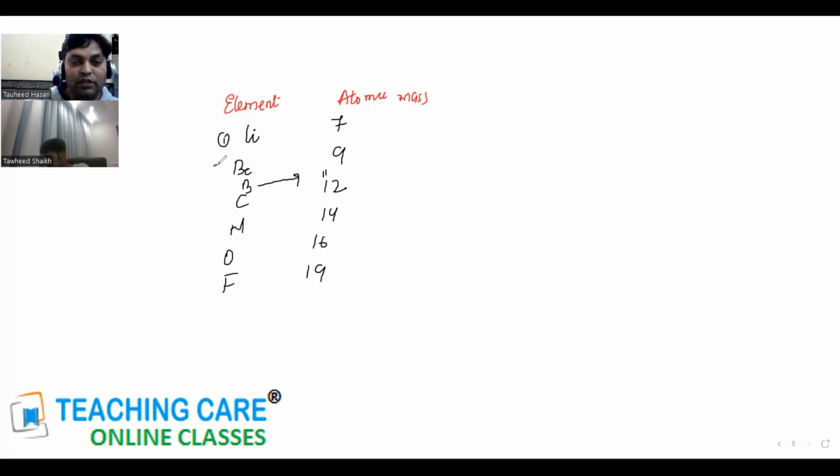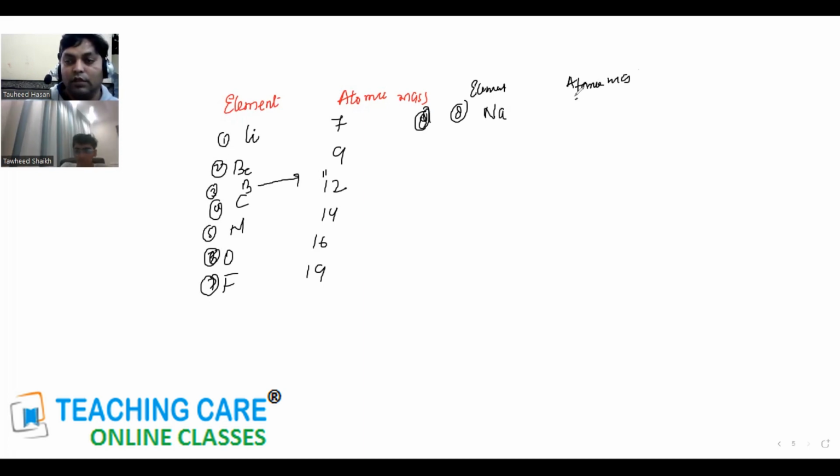So this is your first element, second element, third, fourth, fifth, sixth, seventh, and the eighth element. This eighth element is sodium, which is 23. We found that the properties of lithium and sodium are the same, because sodium is the eighth element. That is, the properties of the first element are similar to those of the eighth element.